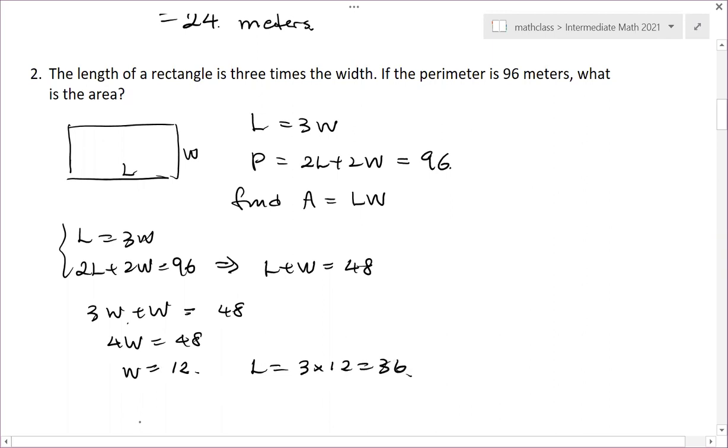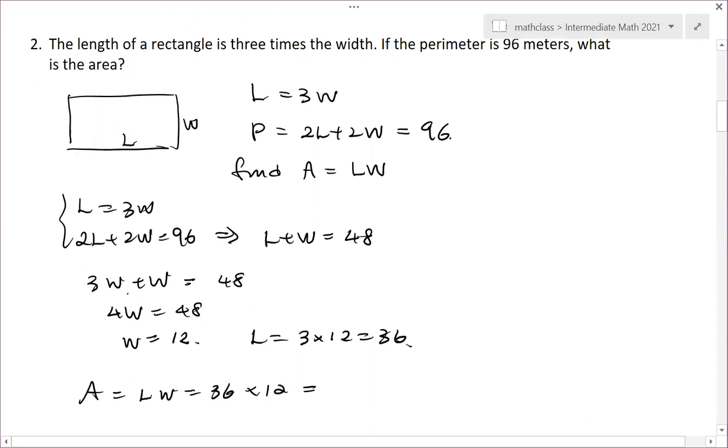All right. So once you get L and W, you know how to find the area. So area is going to be the length times the width, 36 times 12. 36 times 12 is going to be 432. And you look at the units we have. We use meters, so square meters. Right? Got it? So that is the answer. Clear?